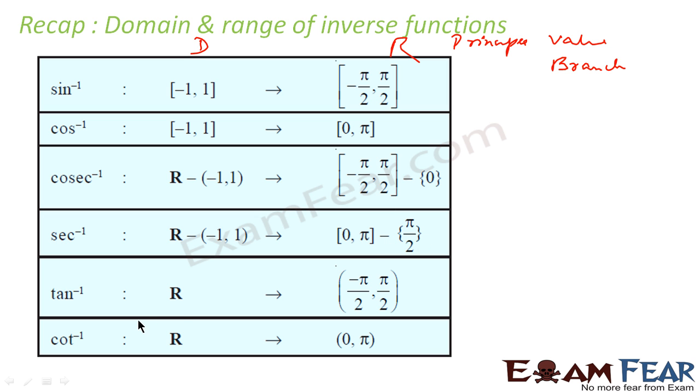For tan, the domain can be any real number, but if you see the principal value, it is minus pi by 2 to pi by 2. Please note the curly braces here and the square bracket here, because here minus pi by 2 and pi by 2 are not included, and here minus pi by 2 and pi by 2 are included. Please note this guy and this guy both look the same, but in this case minus pi by 2 and pi by 2 are included in the range, and in this case they are not included. Correct. Similarly for cot, it is 0 to pi. Here also, cot inverse and cos inverse look the same, but here 0 and pi are not included and here 0 and pi are included.